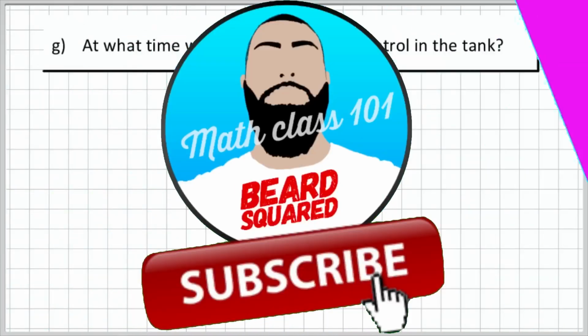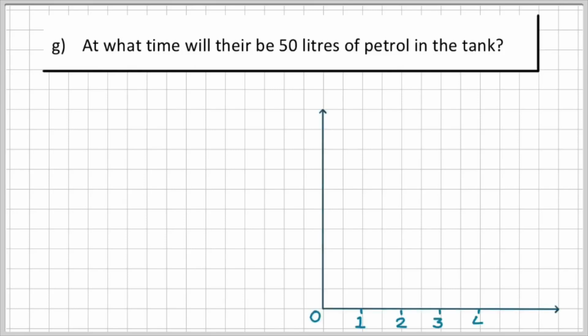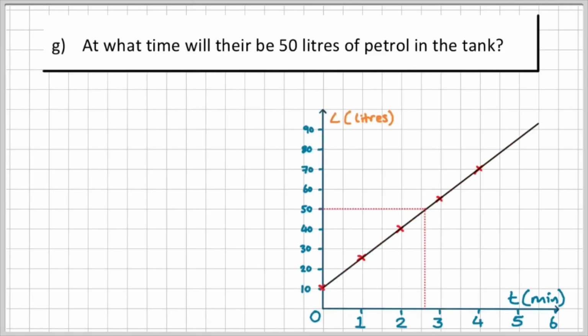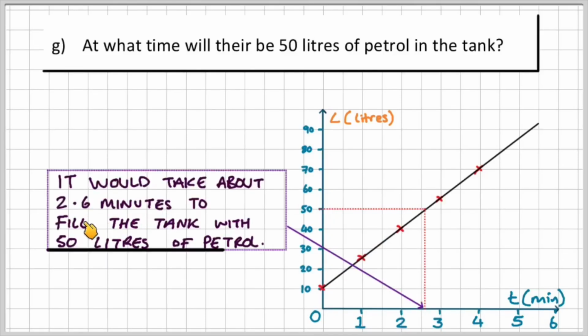Let's look at the last question. It says, at what time will there be 50 litres of petrol in the tank? So this time, if we use the y-axis and we go to 50 litres, if we go across to our line and then go down to the minutes, we can see that it would take about 2.6 minutes to fill the tank with 50 litres of petrol.